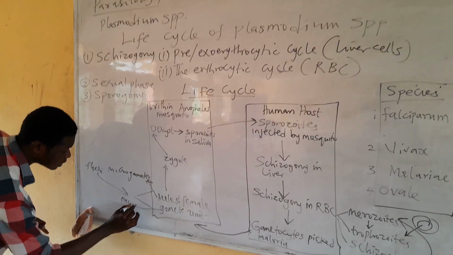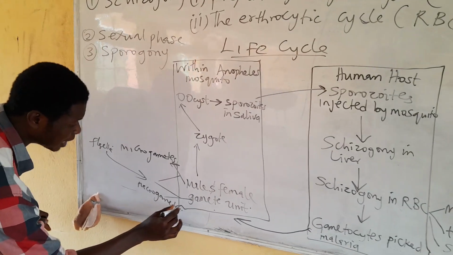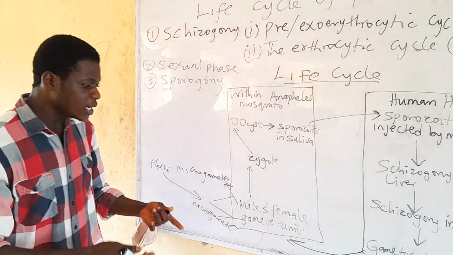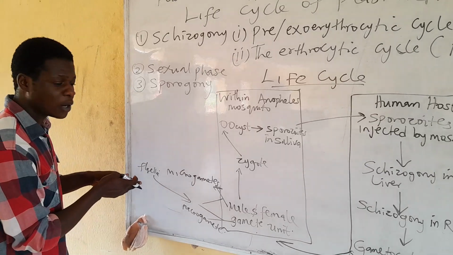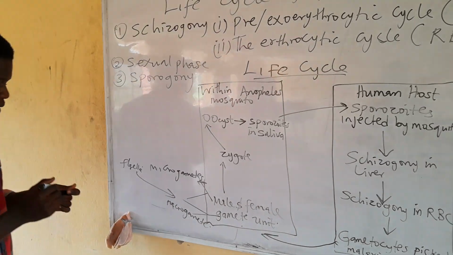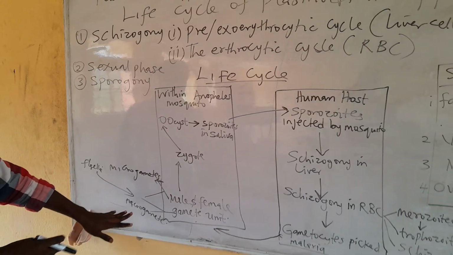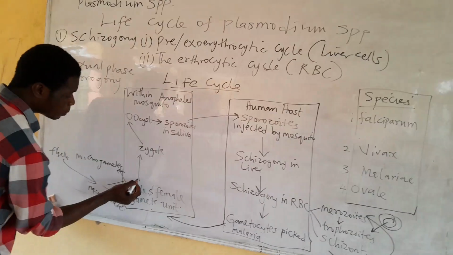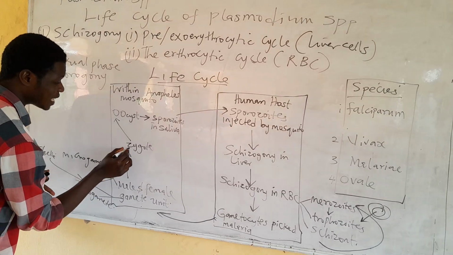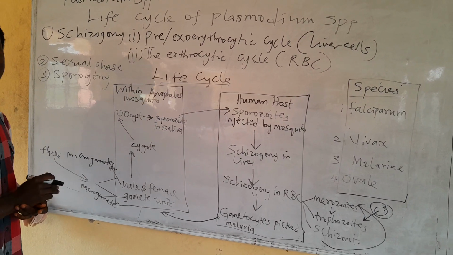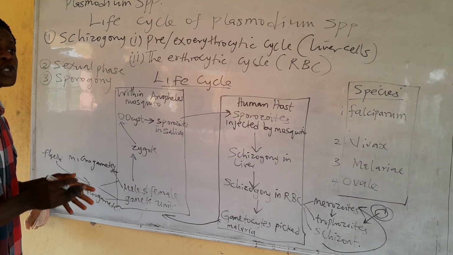So what do you note here? You should note that this microgamete is motile. That is, it moves by developing flagella, which move to the female gamete, the macrogamete, for reproduction. Then when they reproduce, they produce what? By reproduction, they get what you call a zygote. And this zygote develops into an ookinete.